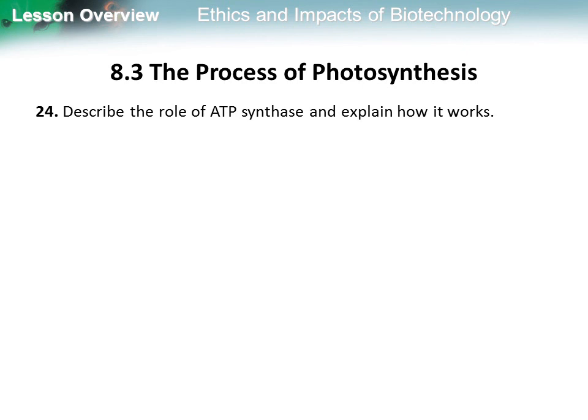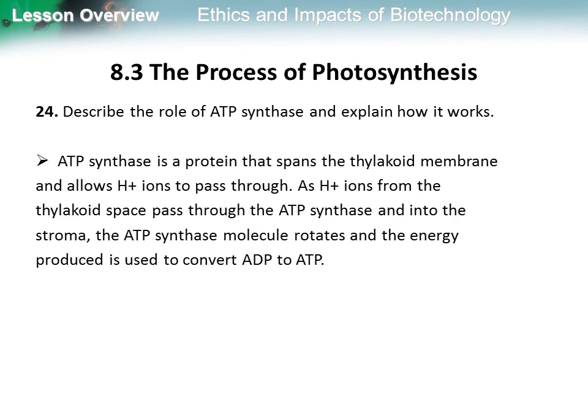Let's see the next question from chapter 8 lesson 3. Describe the role of ATP synthase and explain how it works. Well, let's see the answer. ATP synthase is a protein that spans the thylakoid membrane and allows hydrogen ions to pass through. As hydrogen ions from the thylakoid space pass through the ATP synthase and into the stroma, the ATP synthase molecule rotates and the energy produced is used to convert ADP to ATP.